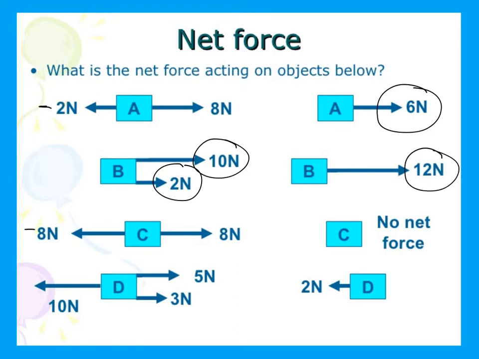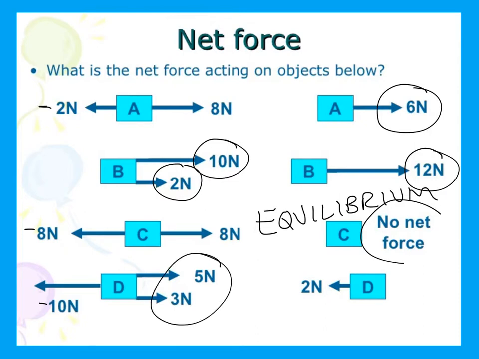A negative 8 newtons and a positive 8 newtons ends up giving you no net force. There's another term for that we'll talk about in the next slide, but that is called equilibrium, where your net force is 0 because the forces cancel out. You take a negative 10 newtons here and a positive 8 newtons, you still have an overall 2 newtons left.